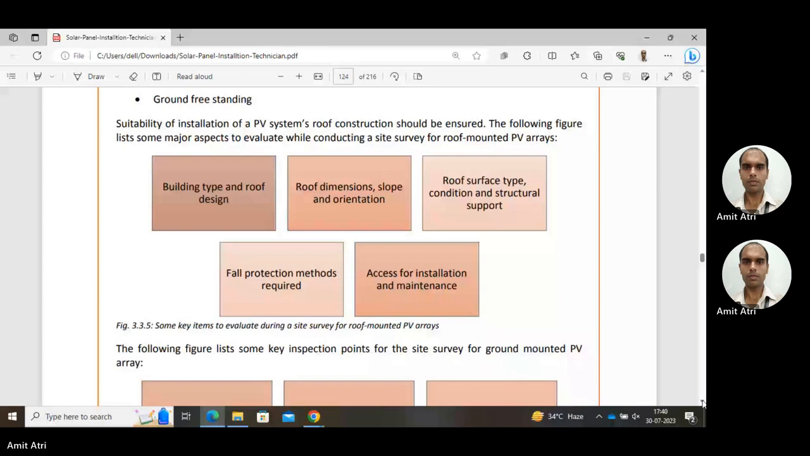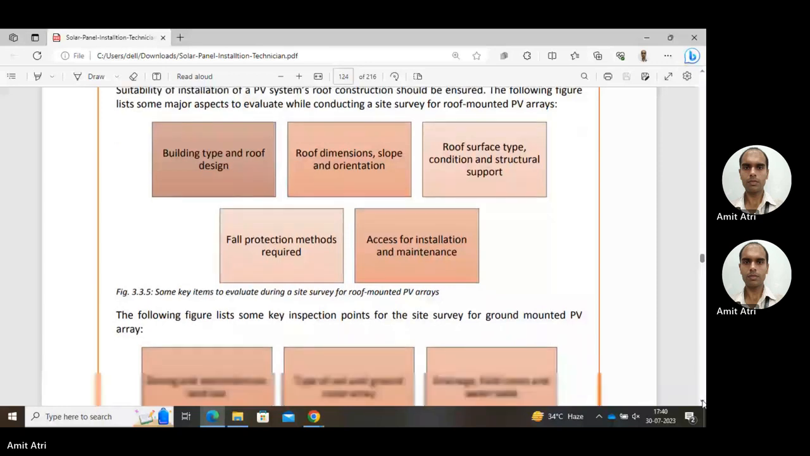After installation, maintenance is also a factor. Regular cleaning is also needed. Cleaning could be automatic as well, but we have to make provision so that for maintenance purposes, we can access our system, the panels, easily.